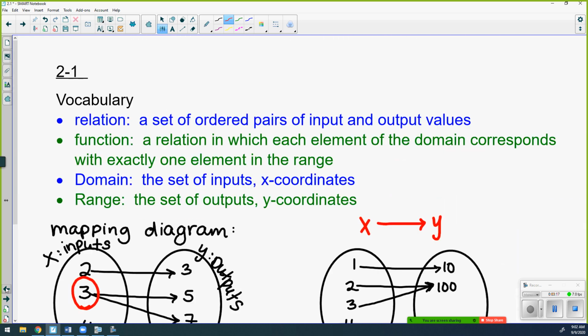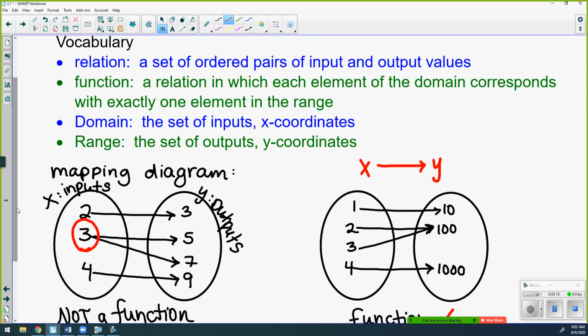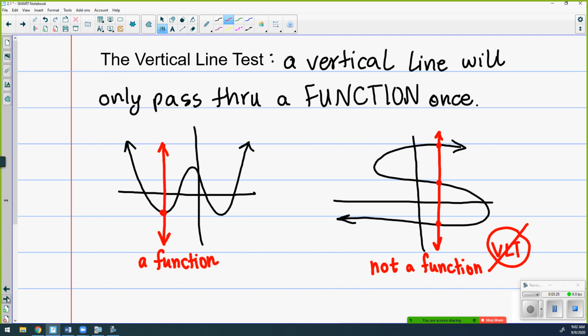Again, a mapping diagram, if you mapped out all of the ordered pairs and every x mapped to only 1 y, that would represent a function. If you were looking at a graphical representation and a vertical line only crossed through the function at 1 point, then again, you'd be looking at a function.